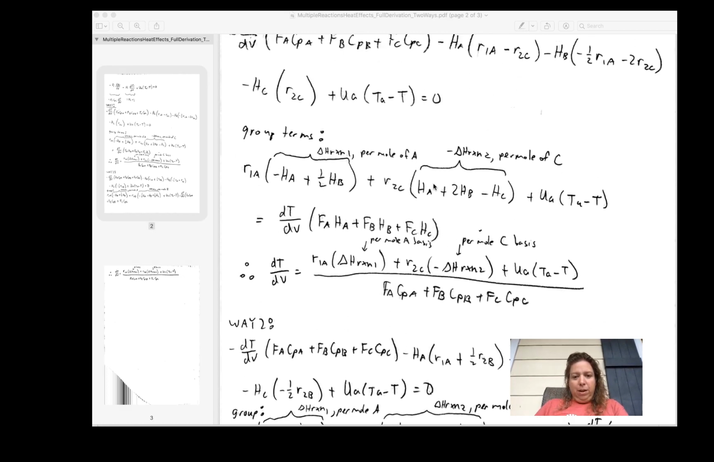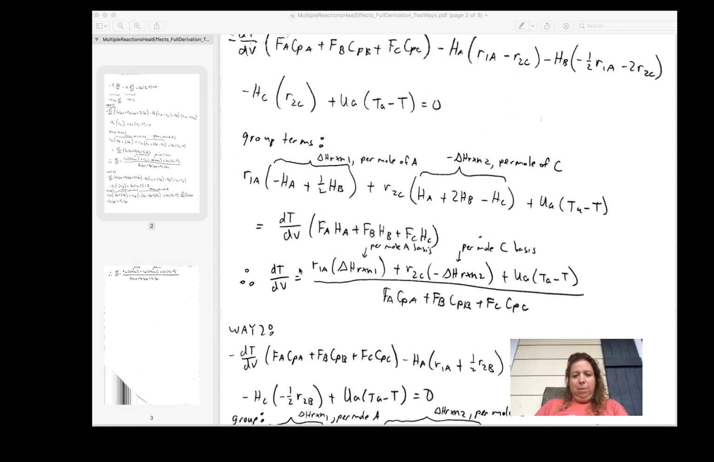If we go back up here, we can make the same argument. This is exactly the same argument as last time. Here, R2C, the rate of generation of C in reaction 2, is positive because C is a product species, and we're going to this time multiply that by a negative heat of reaction. Multiply that by a positive number, we get a negative number, which is going to decrease the temperature. So no matter what we do, we should be getting the same result numerically and also the same direction of change of the temperature.